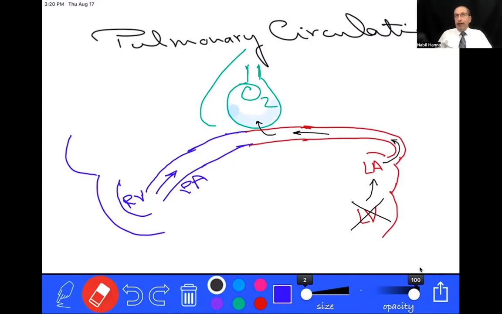Now, when you have lung disease causing hypoxemia, like COPD, so COPD patients have low levels of oxygen in their blood. That's hypoxemia. In any condition of hypoxemia, you know how the lung reacts. The lung reacts by vasoconstriction, by constricting the pulmonary vessels.